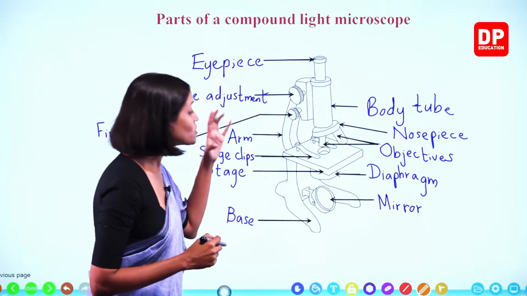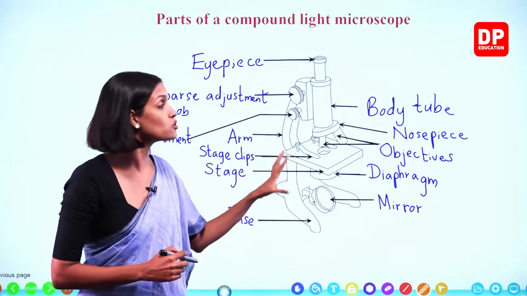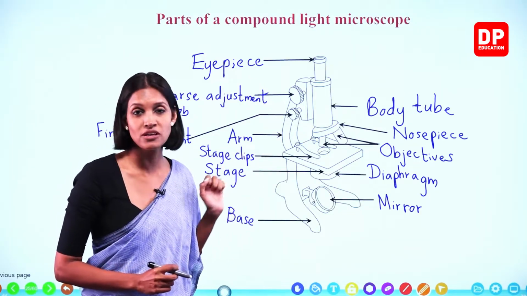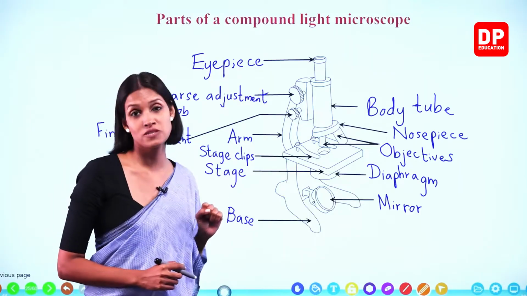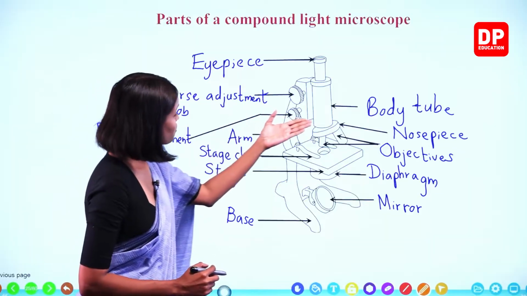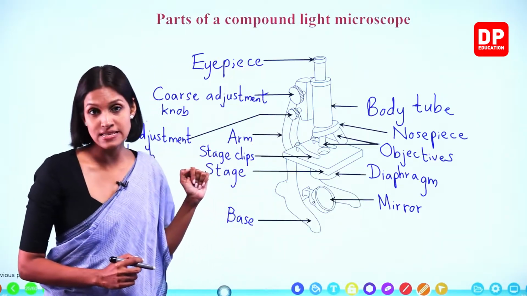So what is the most important part of the microscope? It's the lenses. If not for the lenses, we cannot observe the microorganisms or any other specimen. Right, children? Therefore, we have to take special care of these lenses, the convex lenses.